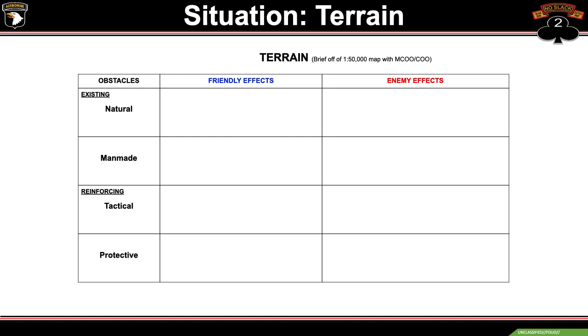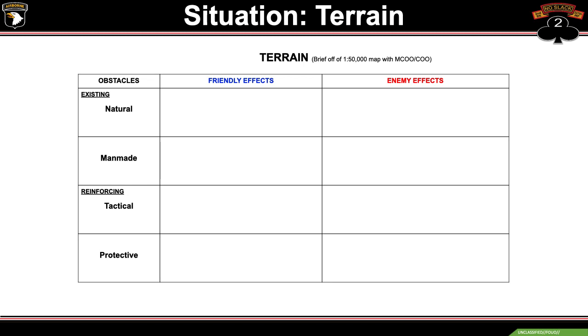Again, staying in the situation paragraph, but now the subparagraph of terrain. This is broken down in multiple other small subsections. The first one here being obstacles. So it's important to know about obstacles existing and reinforcing what's natural, what's man-made, and which ones are tactical, which ones are protective, and then how it affects the friendly and how it affects the enemy forces.